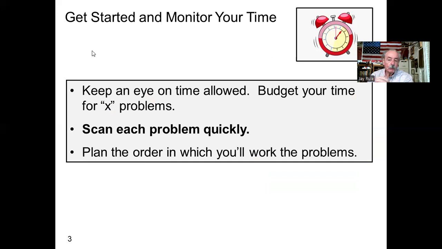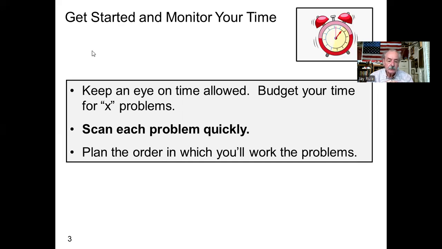Okay, the next thing, now you're going to walk into your exam. You're going to be a little nervous. All of us are nervous when we take tests and are measured on our performance. How will you get started and how will you monitor your time? Well, of course, you're going to bring in some type of either a watch or your smartphone to monitor your time. And you want to keep an eye on the time you're allowed and budget your time for X problems, whether it's 3 problems or 4 problems, however many it is, you want to think about budgeting your time.